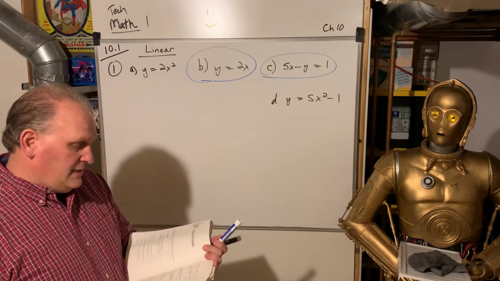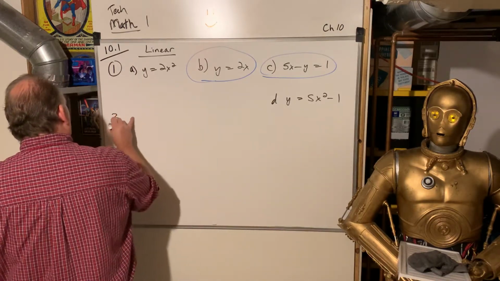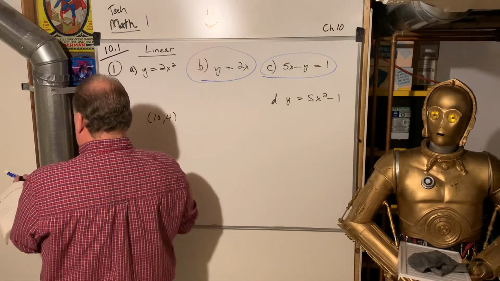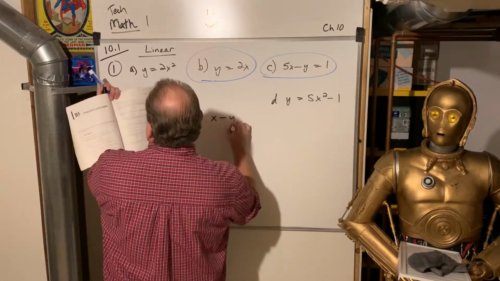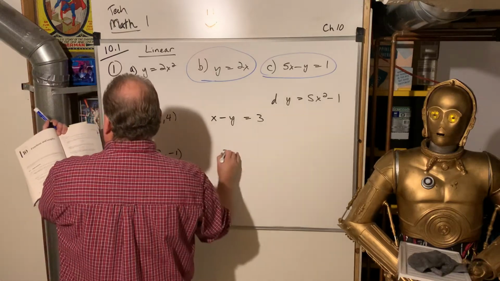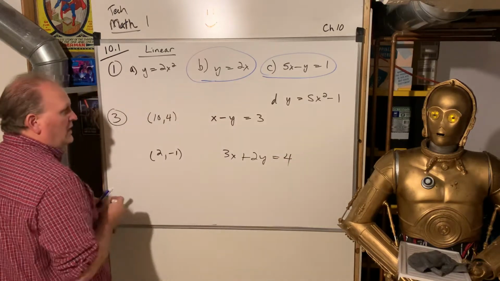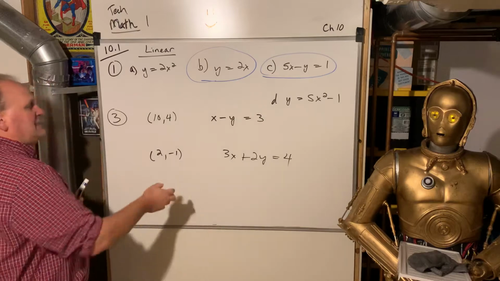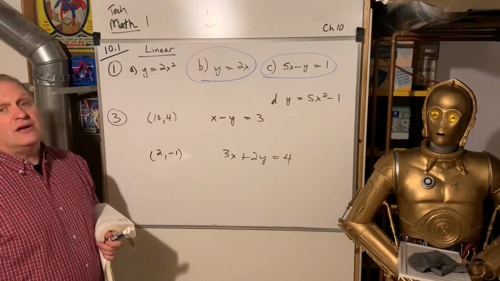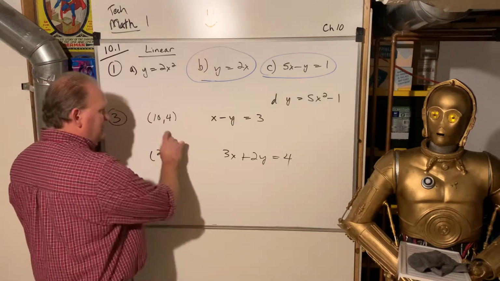Number 3, decide if the point given is a solution. So let's see, they give us 10, 4, and they want to know, is that a solution to that linear equation? And they want to know, is 2, -1 a solution to this linear equation? What you're doing here is subbing it in and solving. What they're asking is basically, if I graph this line, is this point on the line, is it a solution or not? There are an infinite amount of points on a line, so there are infinite solutions. The question is, is this one of them?